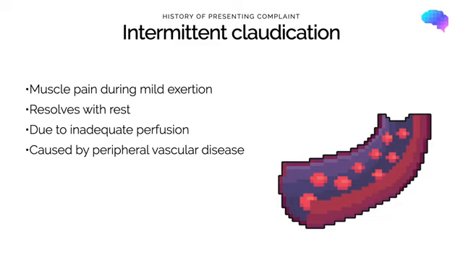The presence of intermittent claudication suggests underlying peripheral vascular disease, or PVD. This is important to know, as the presence of PVD is a significant risk factor for other cardiovascular pathology, such as angina and myocardial infarction.